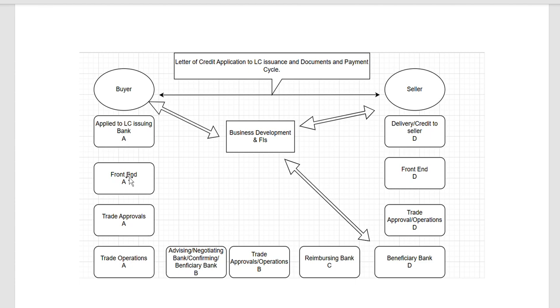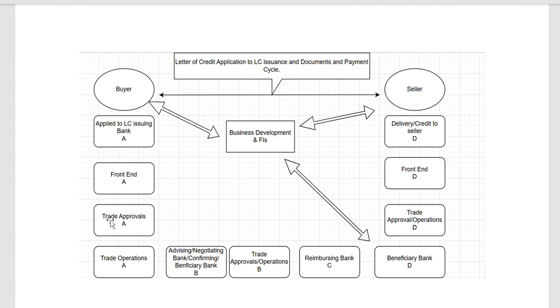The front end department will verify the signature, and once they are convinced, they will send this to the trade approval team. The trade approval team works in conjunction with the credit department of the bank. The credit department normally assigns the facility letters to the buyers, whether there is an LC facility, or an interchangeability between bank guarantees and LC facility.